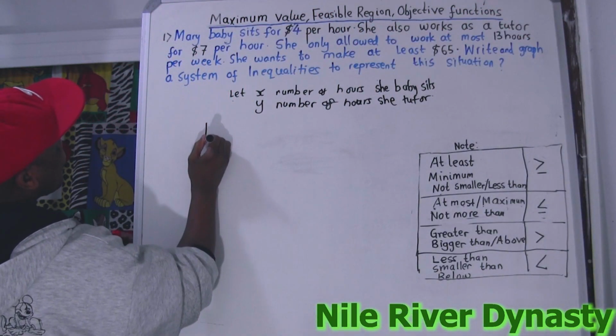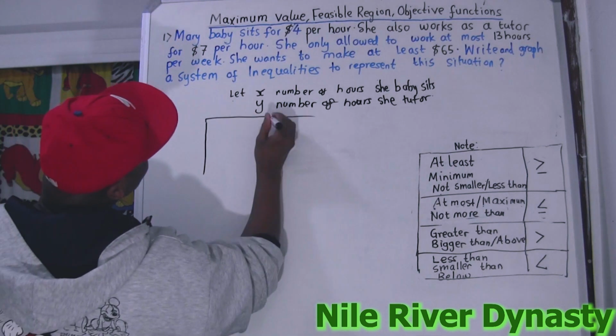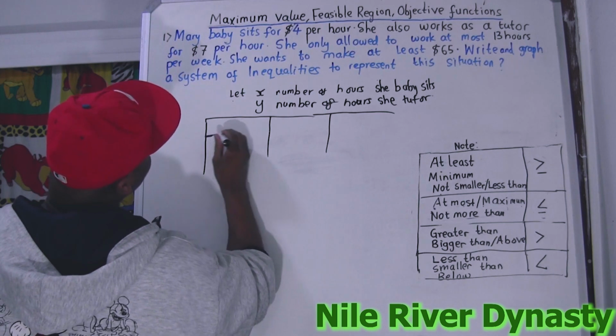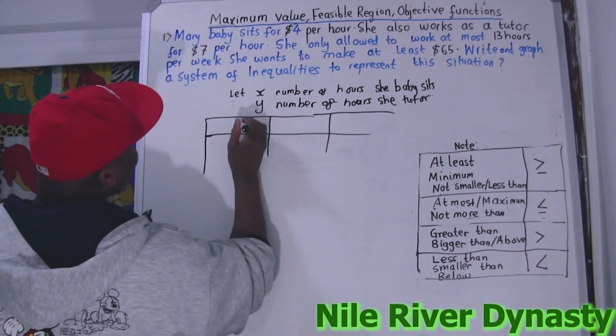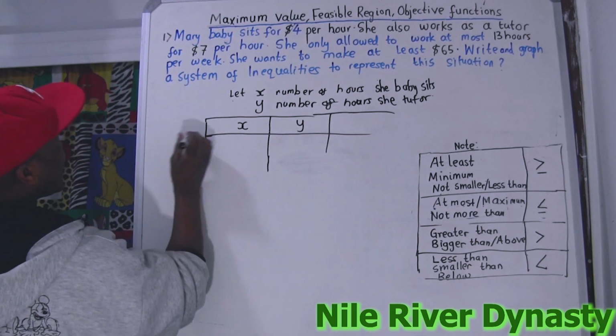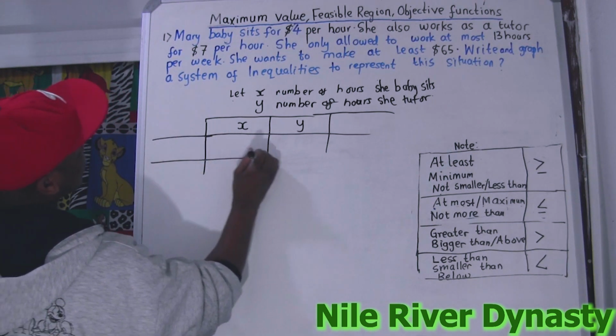I'm going to make a very good table here. I like the table, man. Most of the time, this is my table. I always create it like this. So this is going to be x, and this is going to be y. We don't know the number of hours, and here we're going to put the other data.